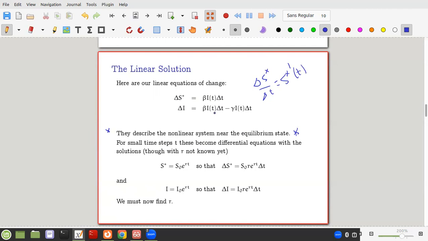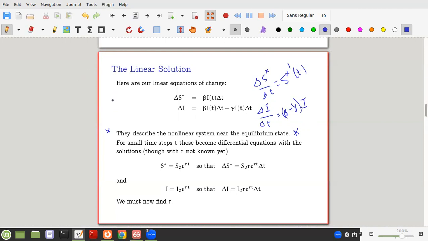Now, it turns out these are first order linear differential equations. If you look at this form here, think of the S star as just x. It's dx/dt equals x. Let's look at the second one. The second one is dI/dt equals beta I. I see this I on both of them, so I can get beta minus gamma times I.